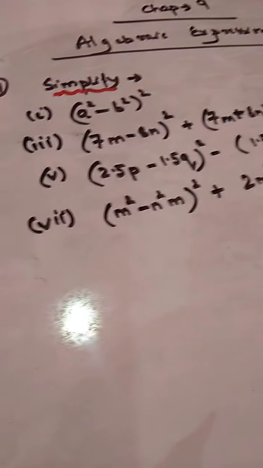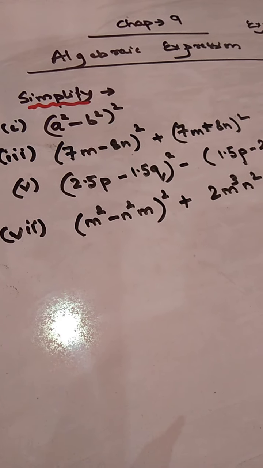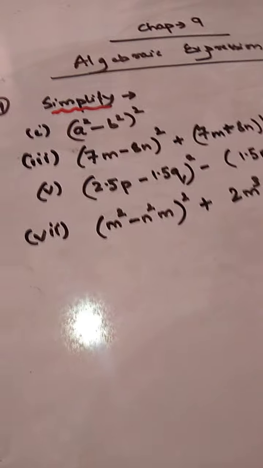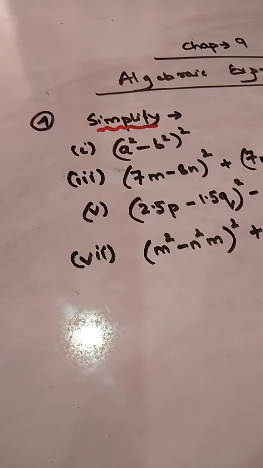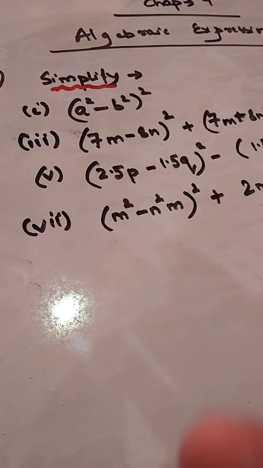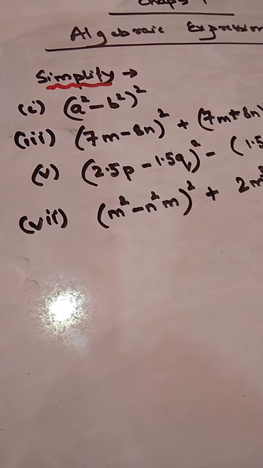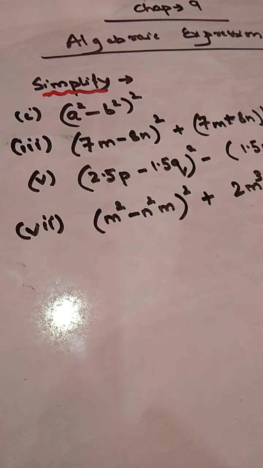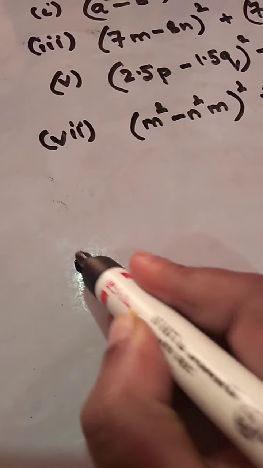For each sum of question number 4, you have to use the identity (a plus b) whole square or (a minus b) whole square, or both. Once we proceed with the sums, I will tell you which identities you have to follow. Let's begin with question number 1.